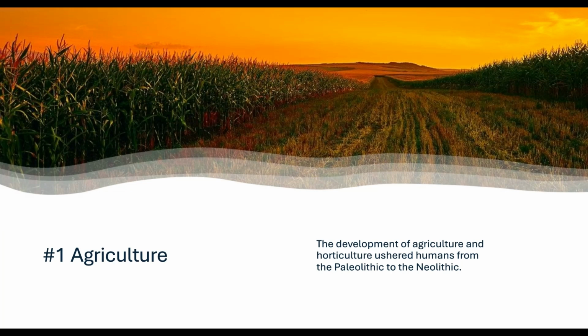The development of agriculture and horticultural practices ushered humans from the Paleolithic to the Neolithic eras. Agriculture allowed us to go from nomadic hunter-gatherer tribes to sedentary agricultural and farming societies. It would eventually lead to the development of larger populations, which would lead to governments and societies.